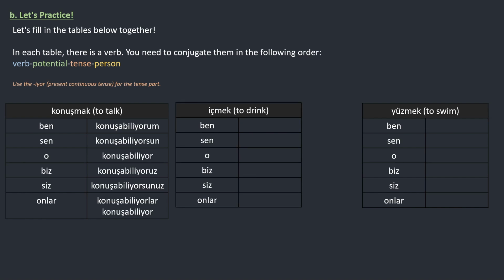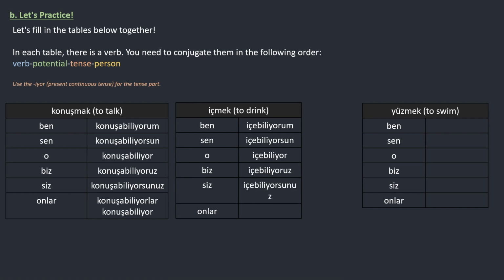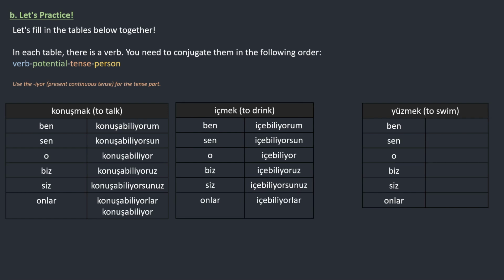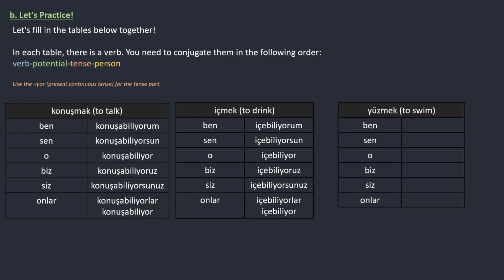Okay, and then içmek, to drink. And now what we are saying is I can drink. Ben içebiliyorum. For example, I can drink cola. Ben kola içebiliyorum. And then you can drink. İçebiliyorsun. İçebiliyor. İçebiliyoruz. İçebiliyorsunuz. İçebiliyorlar. They can drink, or like they içebiliyor. Onlar içebiliyor. Both options are okay.